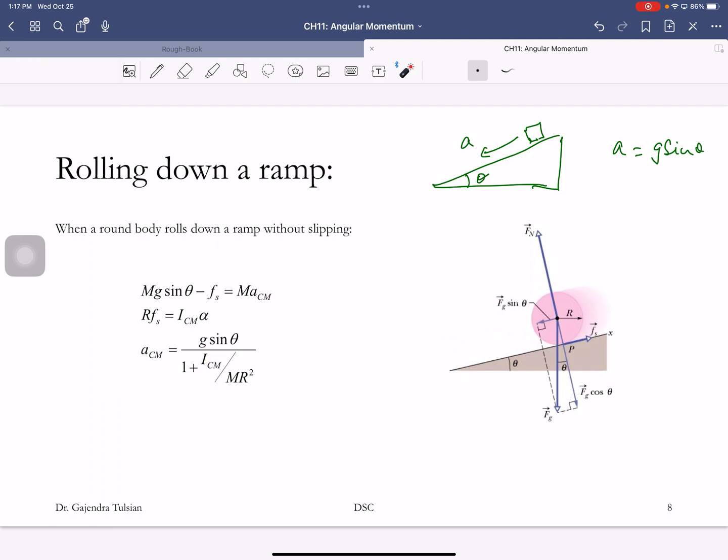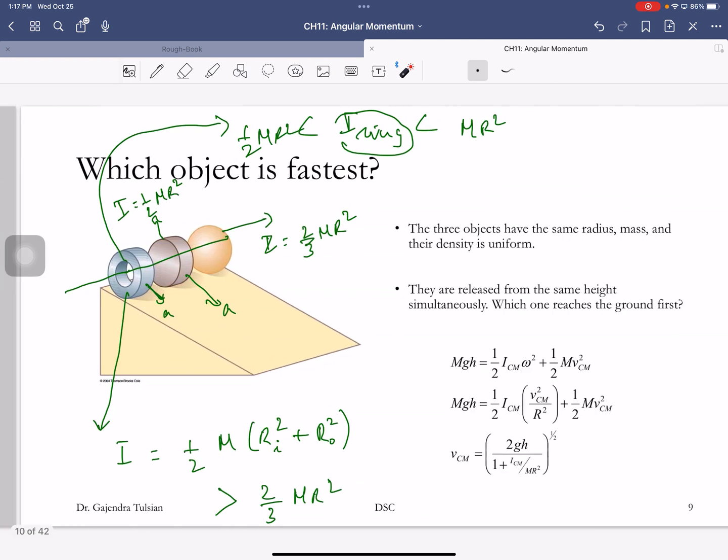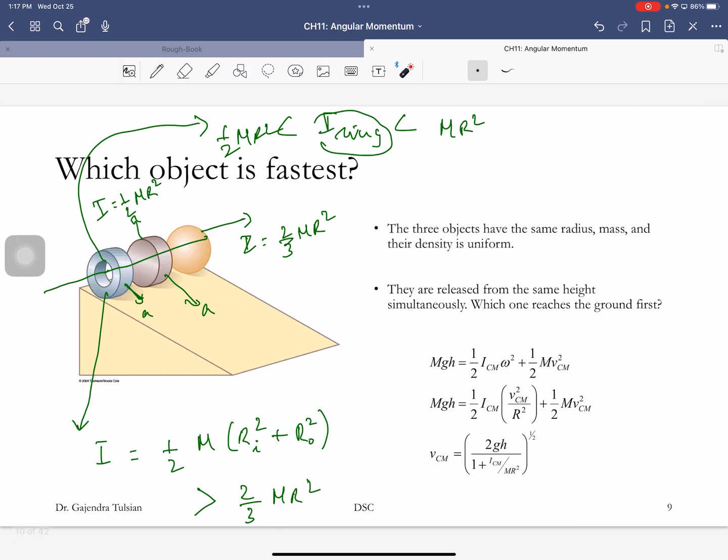Anything rolling down will get to the bottom slower than an ice cube sliding down. This just gives you the final velocity at the bottom of the hill.